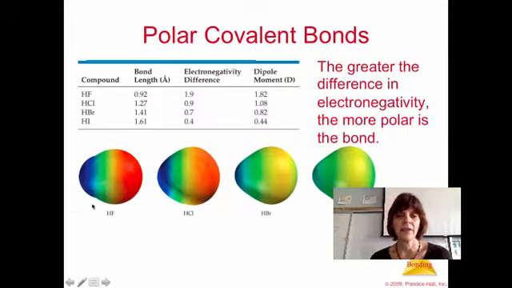And you can see here, as you go from hydrogen bonding with very electronegative fluorine all the way to iodine in the halogen column, you get a less and less polar bond. Iodine's really large, so the bond length is large, and that reduces the dipole moment.